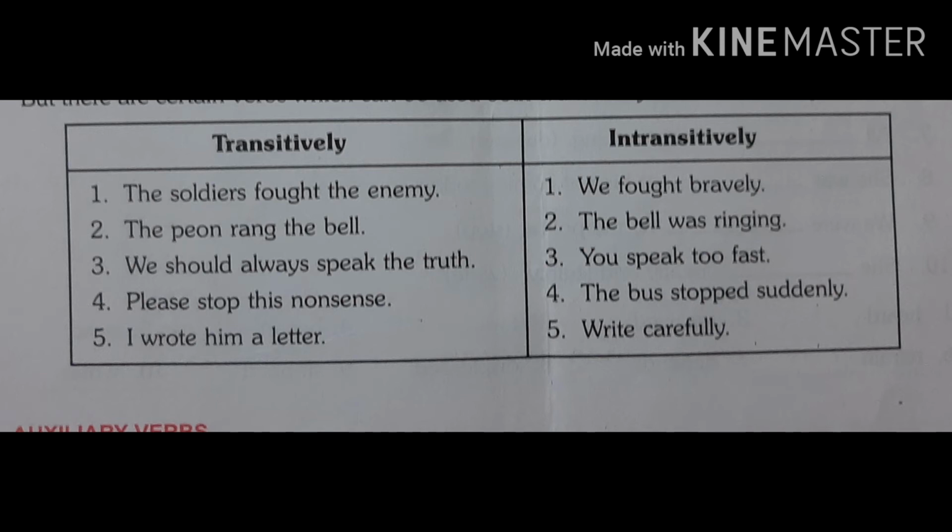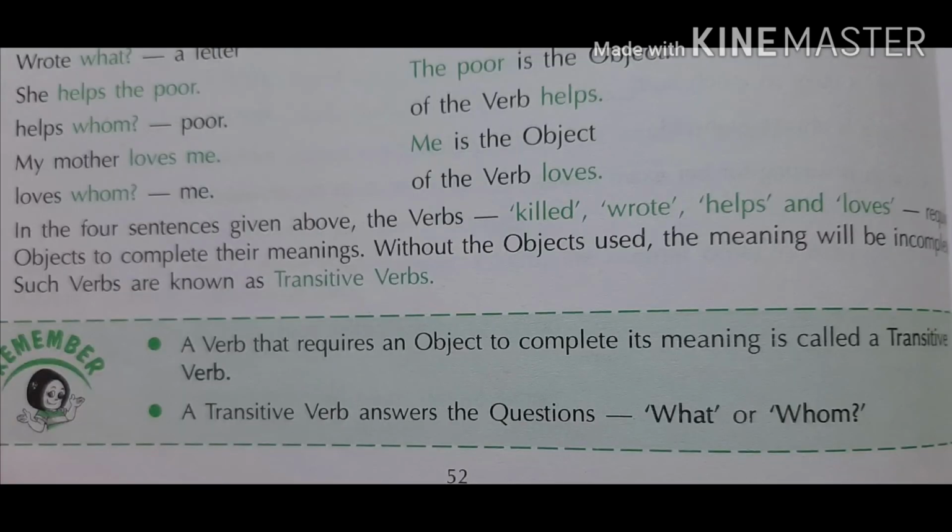I wrote him a letter. In this sentence, wrote is a transitive verb. There are two objects in this sentence: him and a letter. Write carefully. In this sentence, write is an intransitive verb because carefully is an adverb. This is not an object. Now look at some examples.